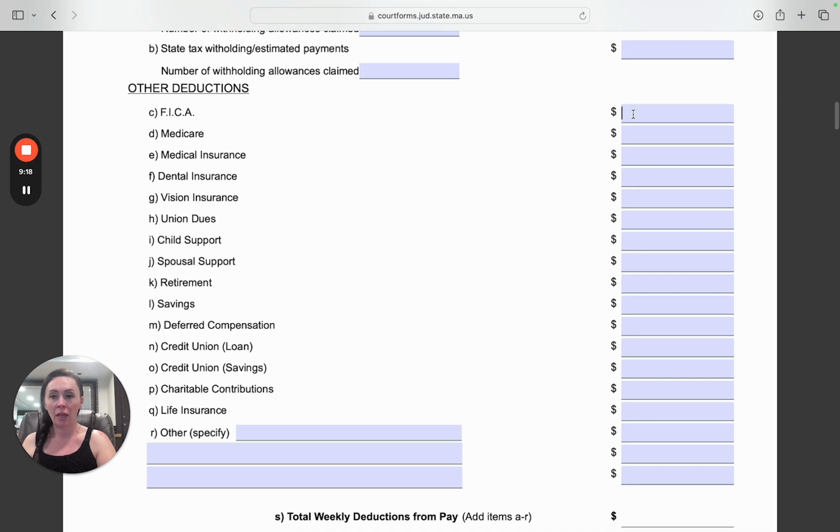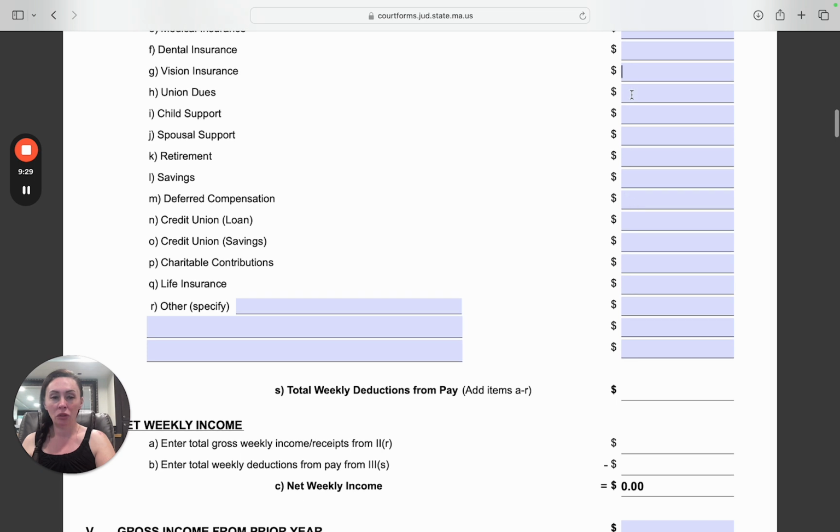as well as your unemployment, your FICA, Medicare, if there's a medical insurance deduction, dental, vision, union dues. If it doesn't apply to you, that's fine. Just make sure that you're not leaving any lines blank. If it's 0, put a 0. Make sure that you just don't leave something empty. We just always have to have a number on the line.